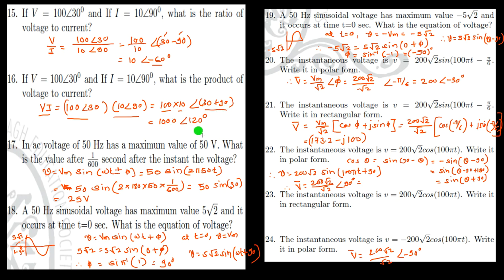So 1000 at an angle of 120. So the angle must be added and the mantissa must be multiplied, and the angle must be added over here.